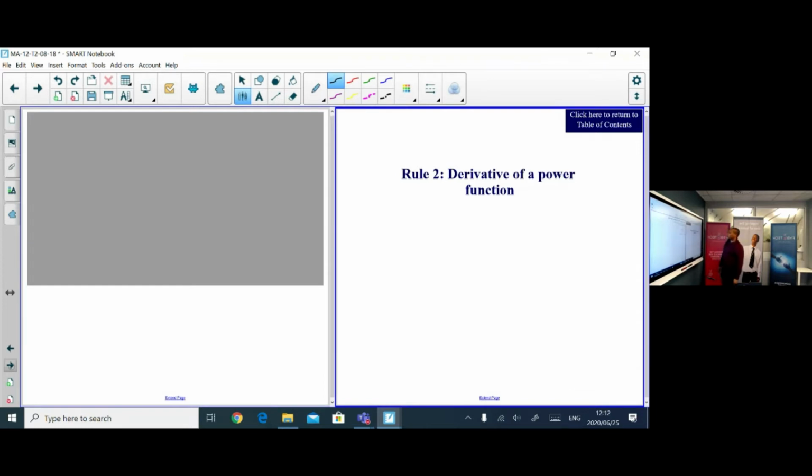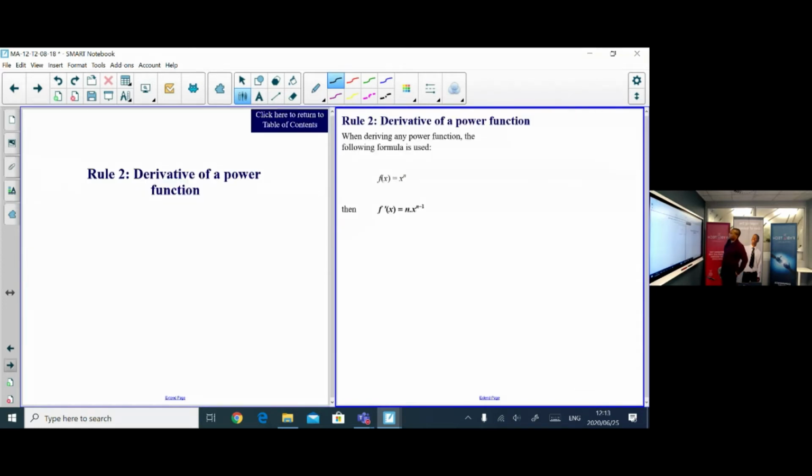So we want to start to look at the second aspect, which is rule number 2. Rule number 2, we want to look at the derivative of a power function. So a power function is a function such that your x is an exponent. If you are dealing with t, it's still the same application. X is just a name. If you are dealing with m or q or z, the same applies. But we usually use x. So that exponent on x is what makes it a power function.